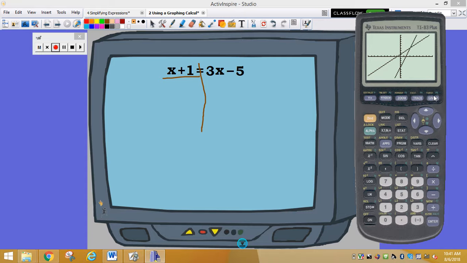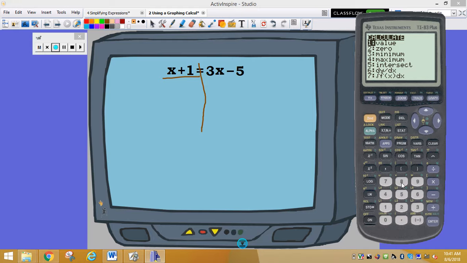So this should come up on your calculator. The answer is right here where they cross. So we got to figure out what that is. So here's the part where I'm like, it's a lot of buttons you got to remember to press. Okay, you're going to hit second. Second is right here, it's yellow. And then you're going to hit trace. Second trace. And we want that intersection. We want where they cross.